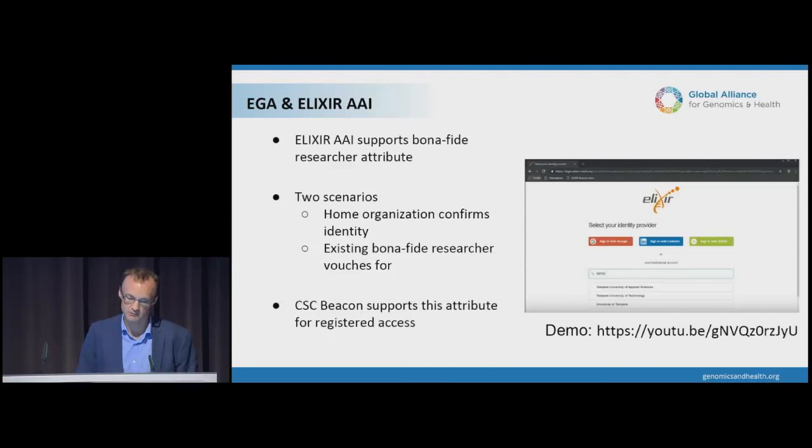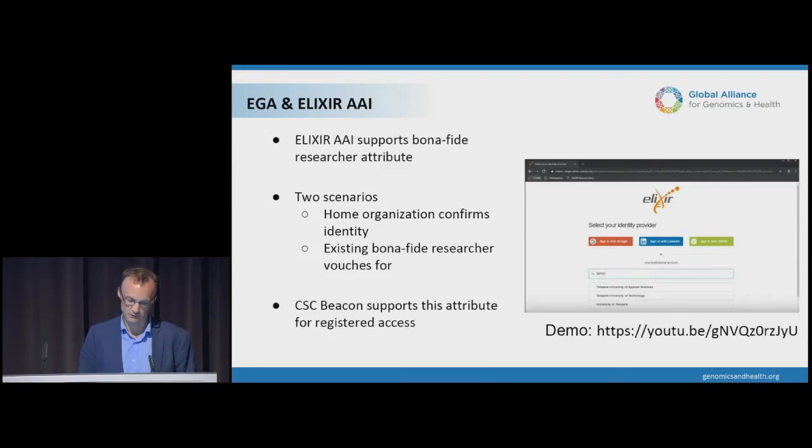Okay, and then the final example. We work quite closely with Elixir, which is an infrastructure for connecting different biomedical and bioscience resources across Europe. One of the key components for that is the Elixir authentication and authorization infrastructure. We are really keen on supporting this bona fide researcher attribute attached to accounts in the Elixir AAI, and we're in the process of connecting the EGA account system to the Elixir AAI system. This is in a pilot phase.